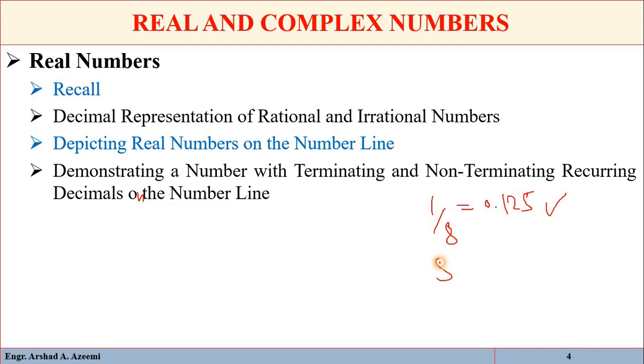Some numbers, for example 5 divided by 7, will be equal to 0.185185185. That cannot be written as a decimal with a finite number of digits, because this is a recurring number, a non-terminating number. It results in a number of digits that repeat infinitely. That is a non-terminating recurring decimal. Then we have to represent it on a number line. We will do some questions on it in the exercise.